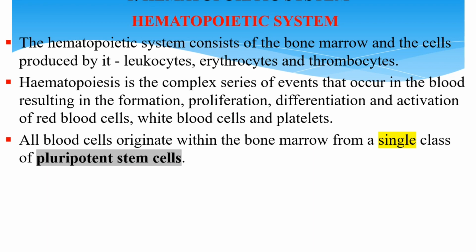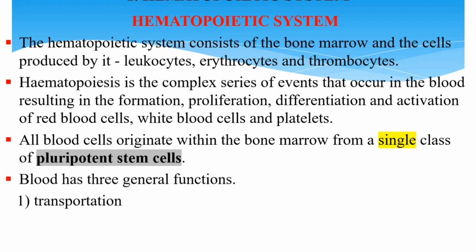All this genesis occurs in the bone marrow from a single class of pluripotent stem cells. So stem cells are the cells responsible for the production and these stem cells are pluripotent. That means they have plural potency. They can produce different categories of cells like, as I told, RBC, WBC and the platelets.